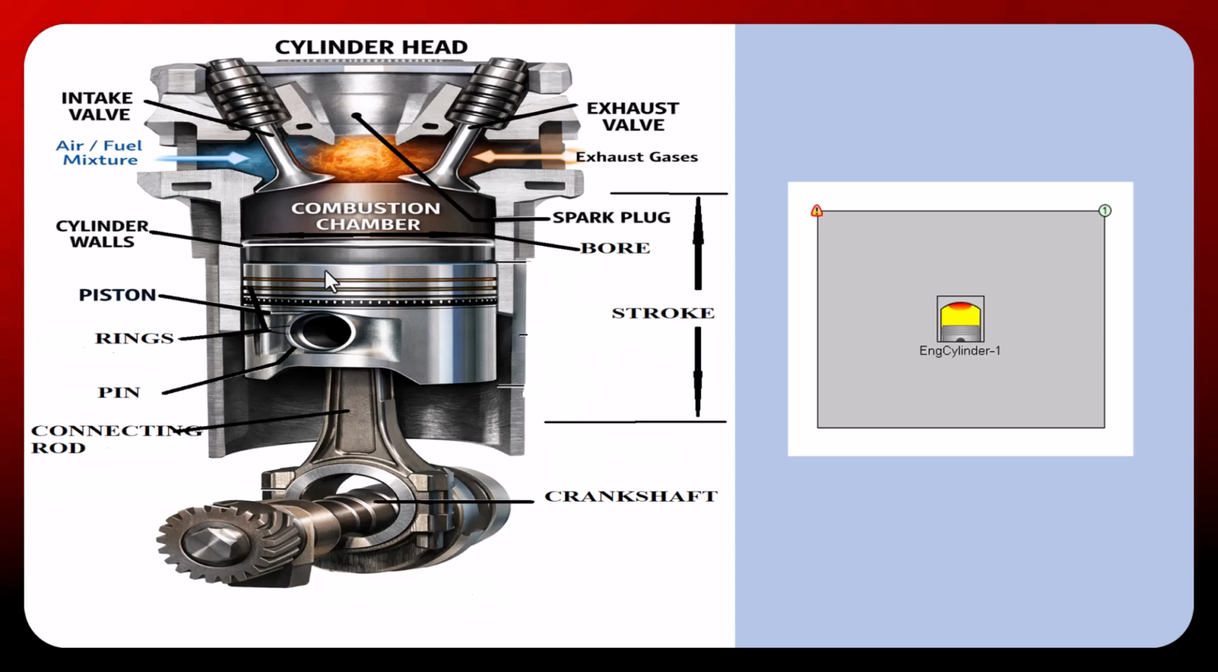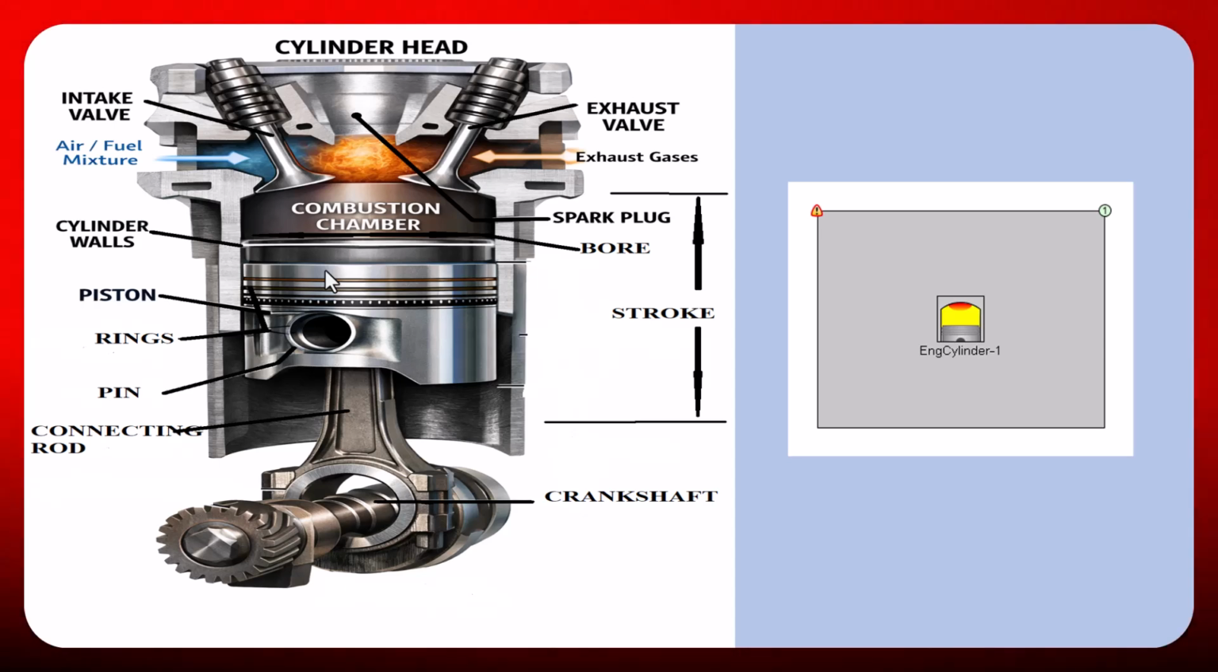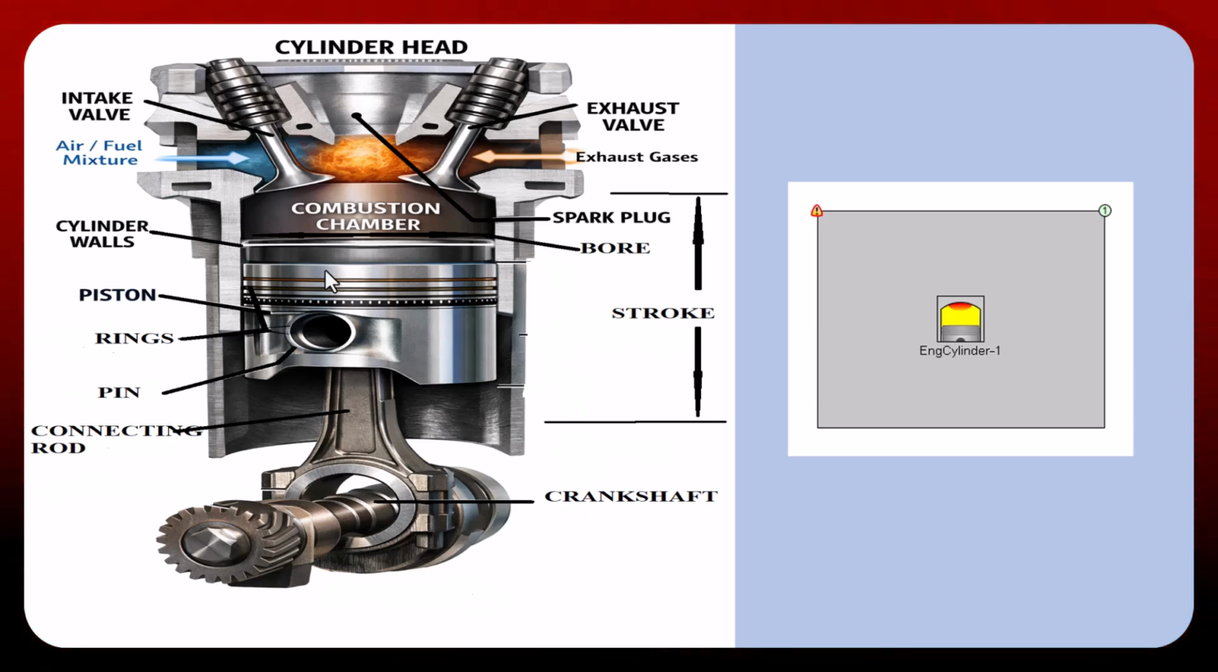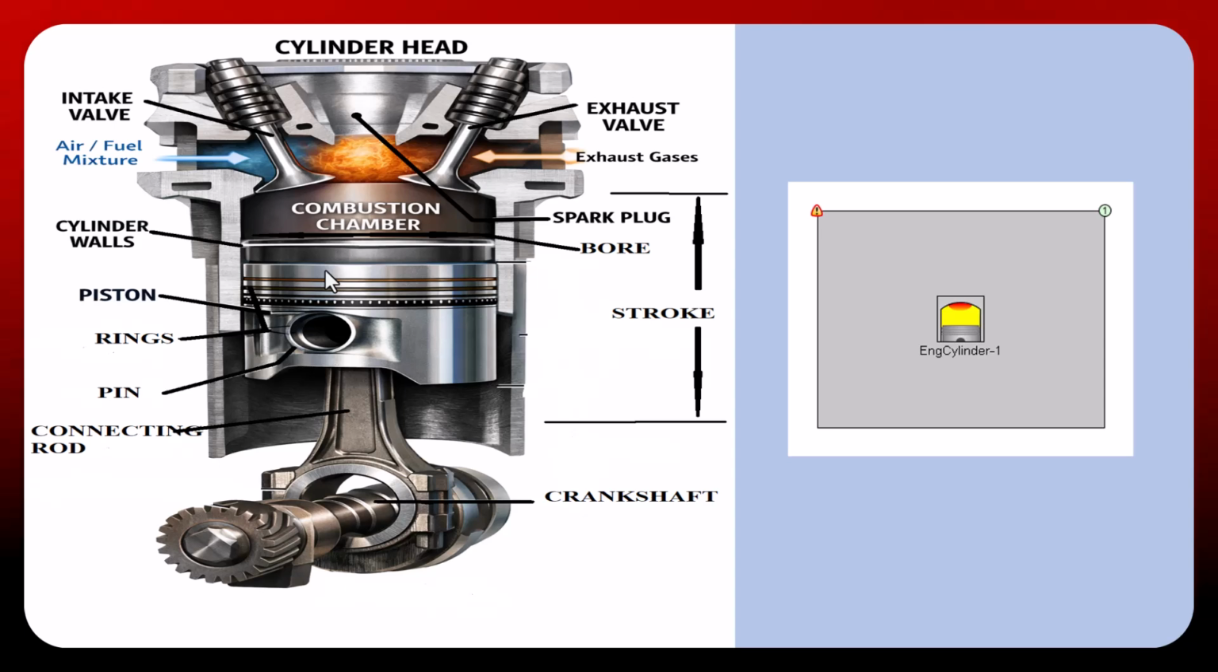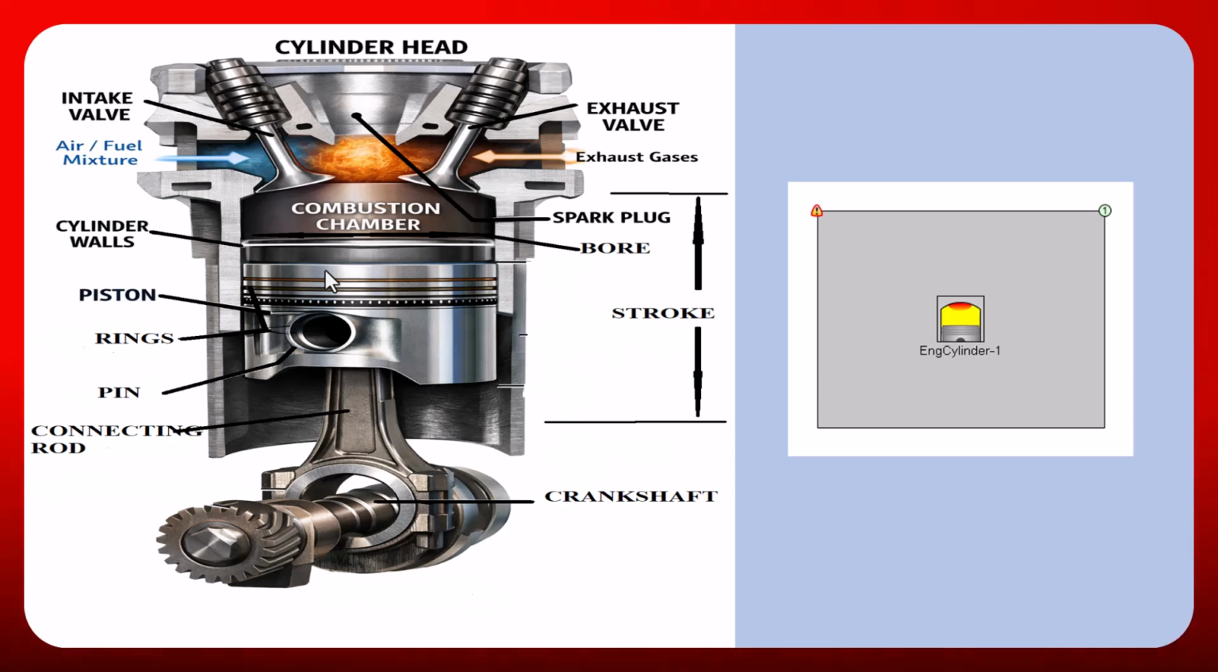Okay. We have the cylinder wall and piston rings, which seal combustion gases, control oil consumption, and transfer heat from the piston to the liner. And we have the piston pin, which connects the piston to the connecting rod. The connecting rod converts reciprocating motion into rotational motion. The crankshaft converts linear motion into rotational motion.